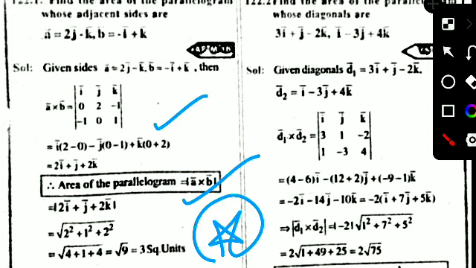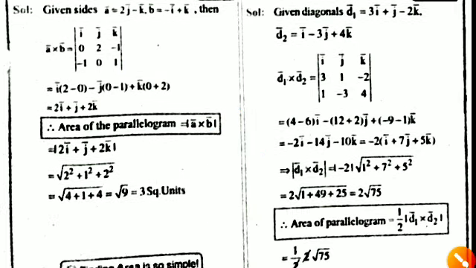Most important sum. Next one, find the area of the parallelogram whose diagonals are given. These two are very very important. If the diagonals are given, then the formula is equal to half into d1 cross d2 under modulus.